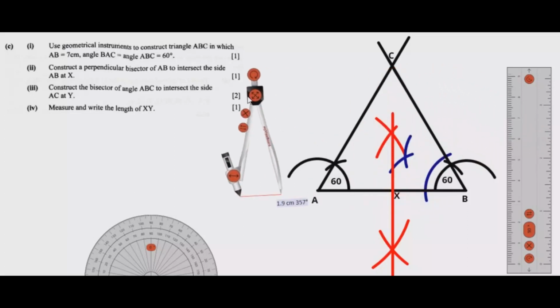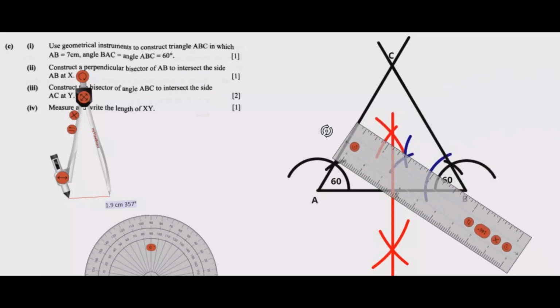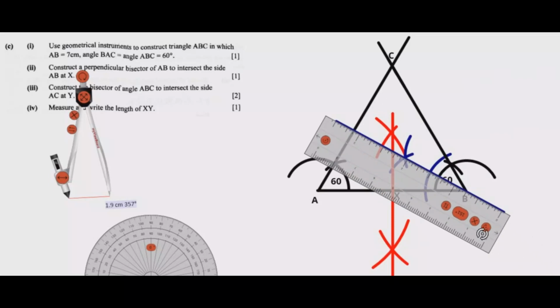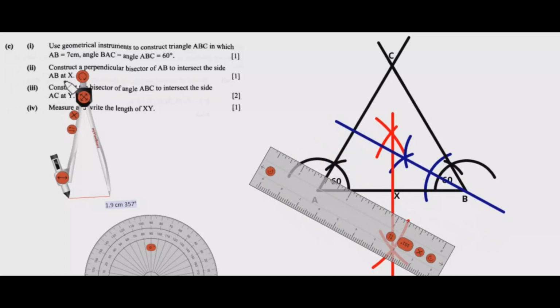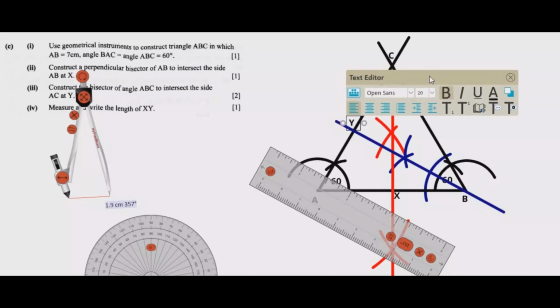So now I'm going to get my ruler and draw a line that will cut this angle we found, which is 60 degrees, in the middle. So we draw the line like that. Now, it's telling us that where this line is passing, we should call it Y. So we are going to write Y where it's meeting the side.